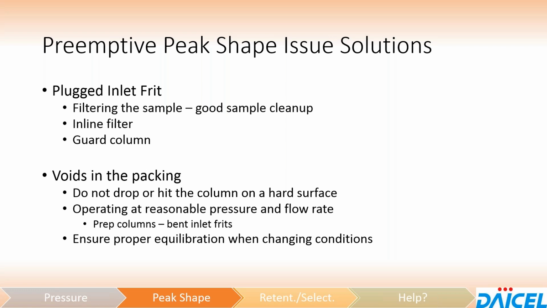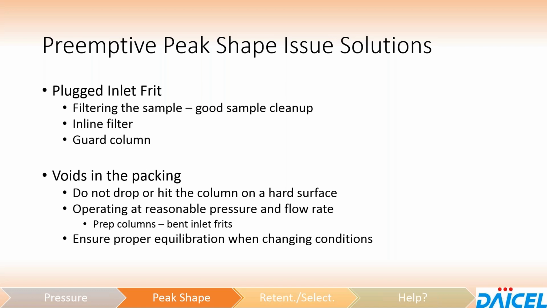Ensure that you are properly equilibrating your column before you are switching your conditions. So if you're doing temperature experiments, or if you are changing the viscosity of your mobile phase, going from something that's very easy to push through the column, like 90/10 hexane/IPA, to 100% ethanol or 100% IPA, you'll want to make sure that you do a proper equilibration so that there's not a large pressure spike all of a sudden.